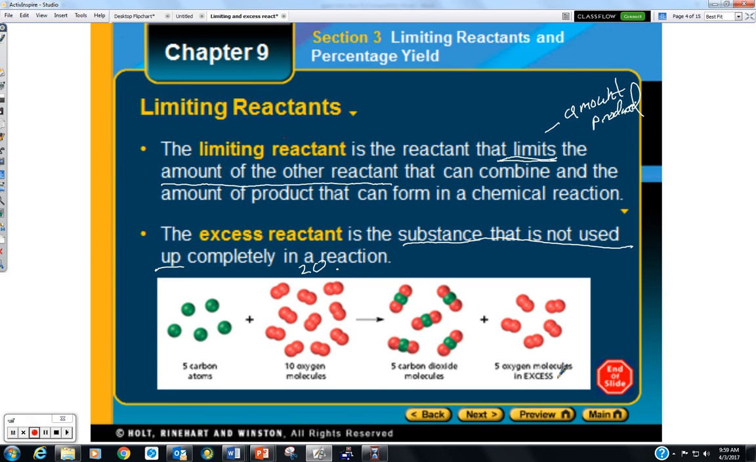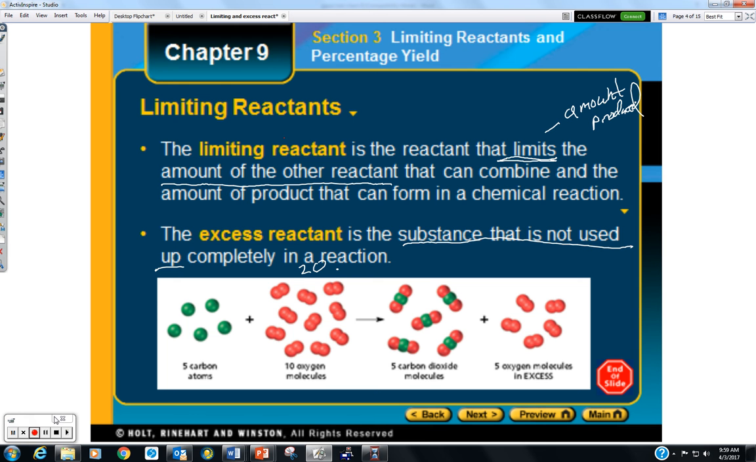It's kind of like if you want to build a tricycle, you need 3 wheels, 1 frame, and 2 pedals. So if you have 6 wheels, 2 frames, and 3 pedals, how many complete tricycles can you make? 1. We need 1 more pedal to complete that tricycle. And that's all this is. It's just how many can we make from what's there, and we're going to have some extra left over.